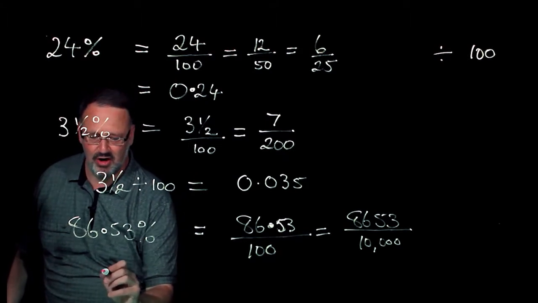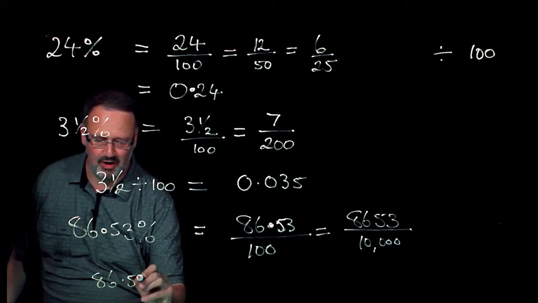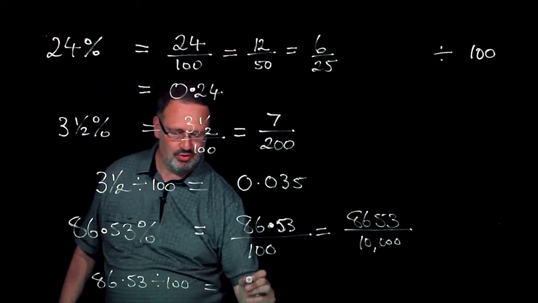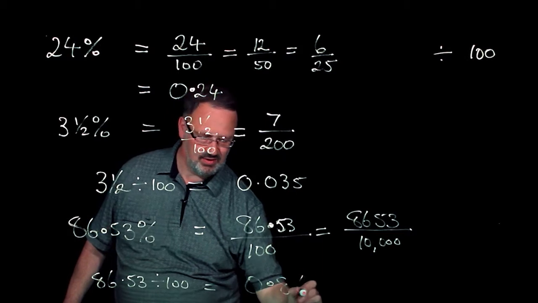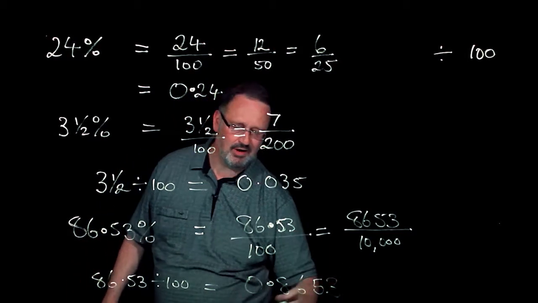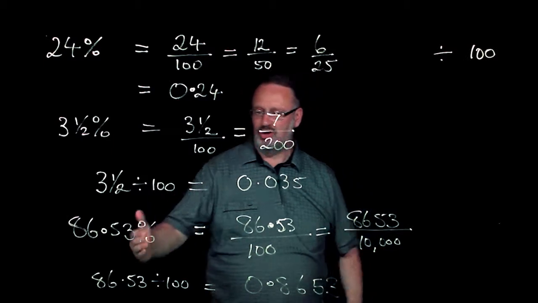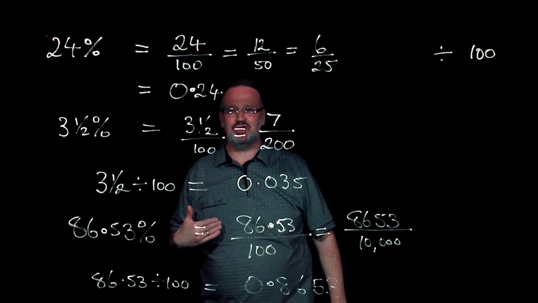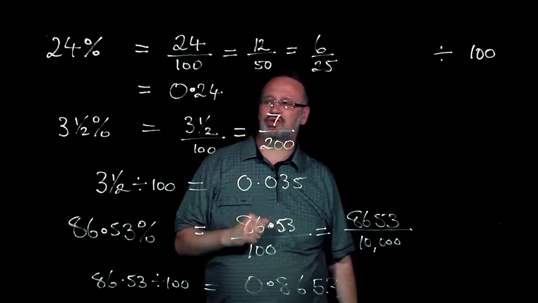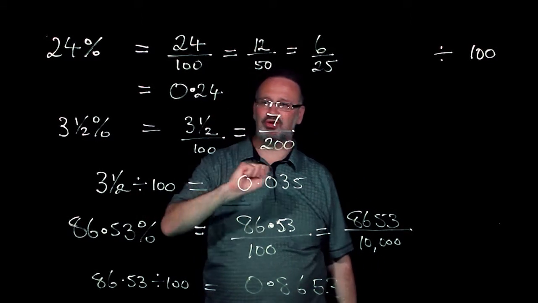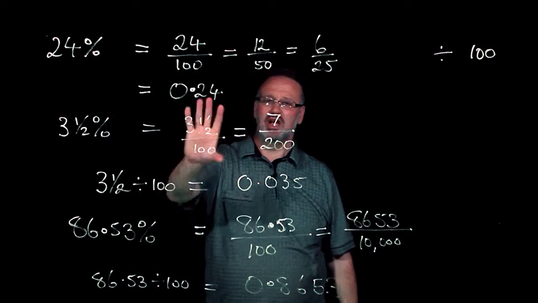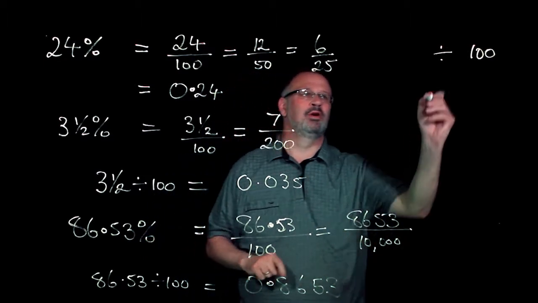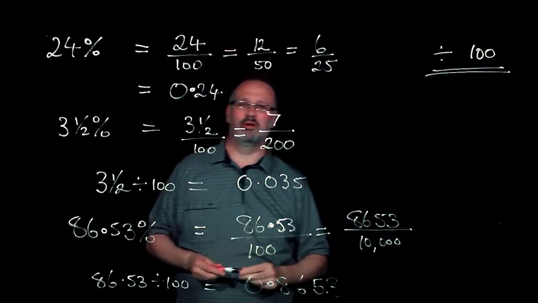If I were to divide 86.53 by 100, this is equal to 0.8653. So as you can see, turning a percentage into a decimal is perhaps the slightly easier thing to do. And when we're looking at turning my percentage into a fraction, what I need to be careful of is to make sure it's a sensible, tidy looking fraction. But the general rule, divide by 100.